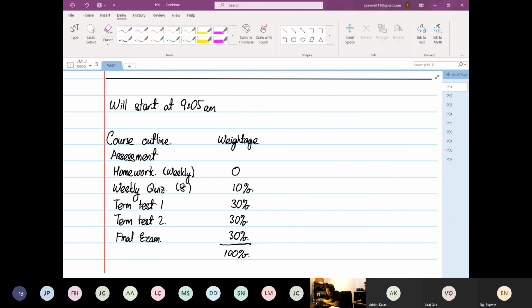Whatever I teach for term test 1, you need it for term test 2. Whatever you need for your final exam, you will need the content in term test 1 and term test 2. For term test 1, I'll test you on everything from week 1 to week 3, for example. Term test 2, anything from week 4 to week 7, then final exam week 8 to week 12. However, you still need to remember the content taught on the very first week.